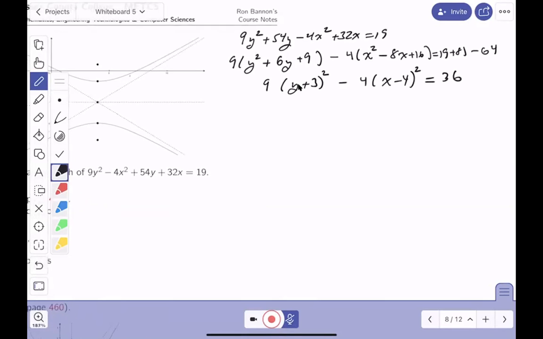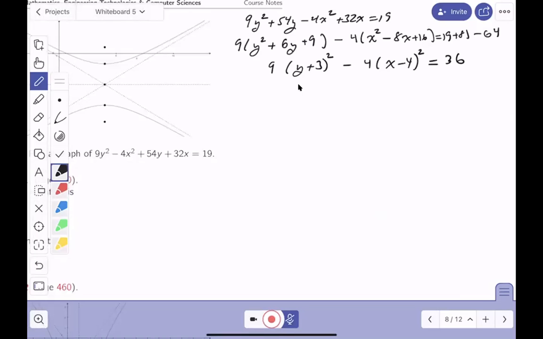Boy, this is deja vu. Why is it deja vu? We tend to use numbers that are quite simple. Divide both sides by 36. What do you get? Y plus 3 squared over 4 minus x minus 4 squared over 9 equals 1.